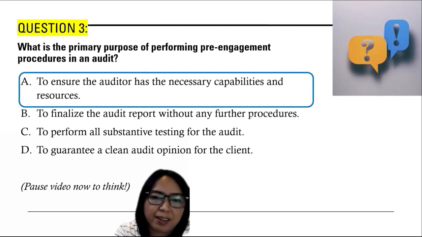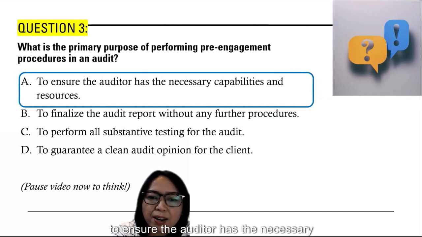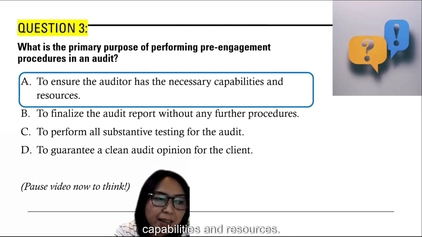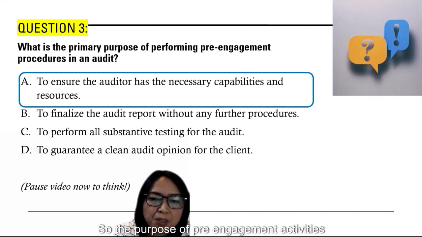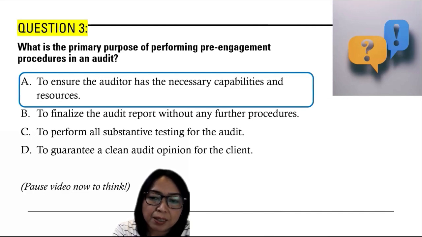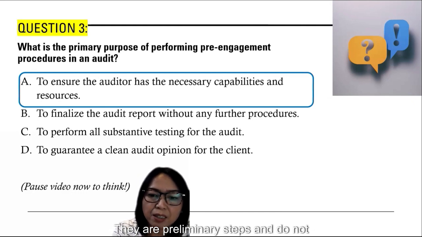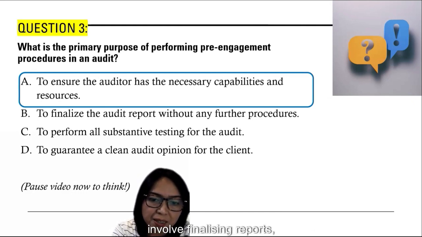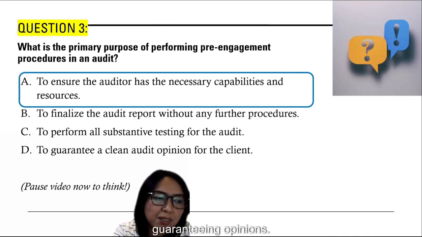The correct answer is A. To ensure the auditor has the necessary capabilities and resources. So the purpose of pre-engagement activity is to assess whether the audit firm has the capacity and qualifications to undertake the audit effectively and ethically. They are preliminary steps and do not involve finalizing reports, performing substantive testing, or guaranteeing opinions.